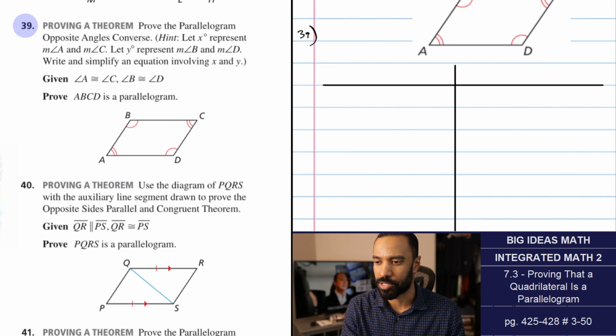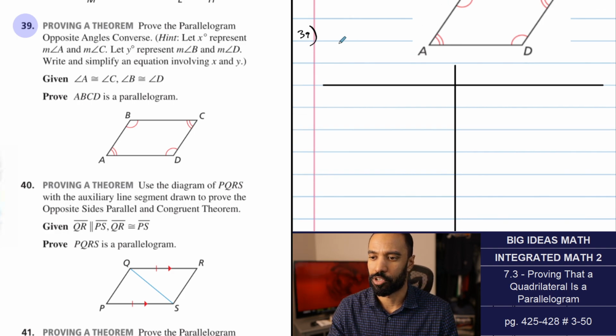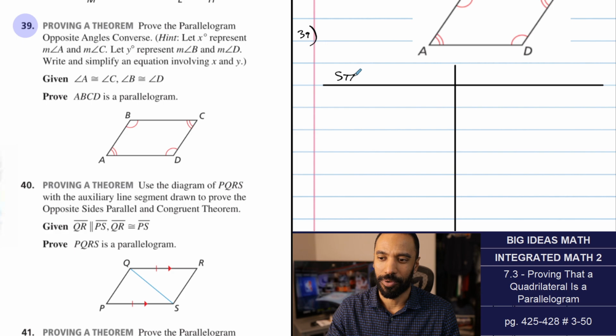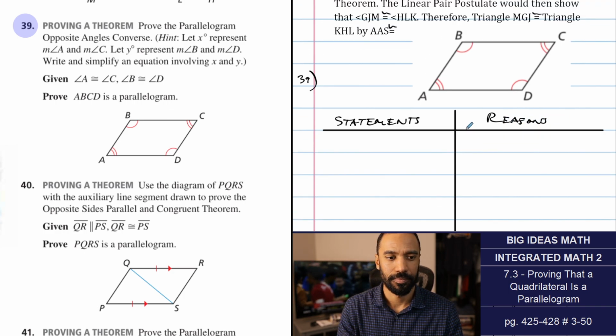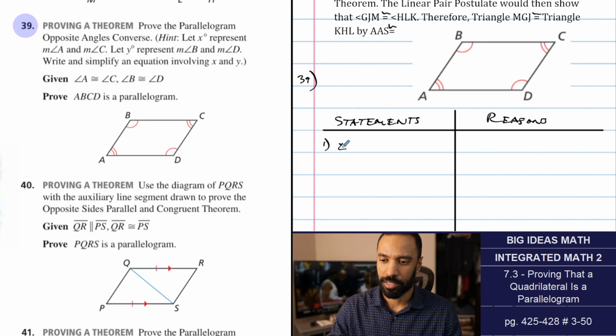Let's try statements, reasons. This is just the first proof. So I think this is where we're hitting all those proofs of those theorems, and they're leaving it up to us to do it. Statements, reasons. So first, we're given angle A congruent to angle C, and angle B congruent to angle D.